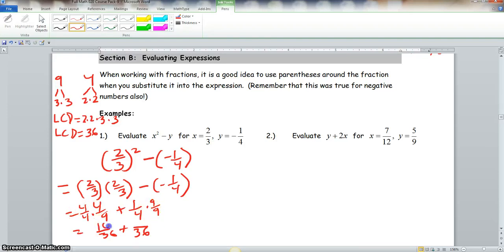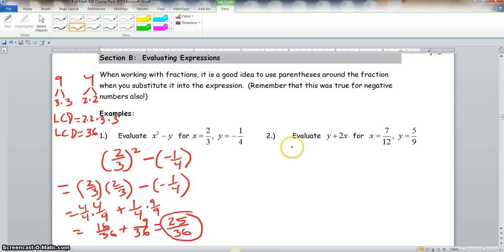4 times 4 is 16. And 1 times 9 is 9. So 16 over 36 plus 9 over 36 is 25 over 36. And that is your final answer for that problem. Now we go here to number 2.